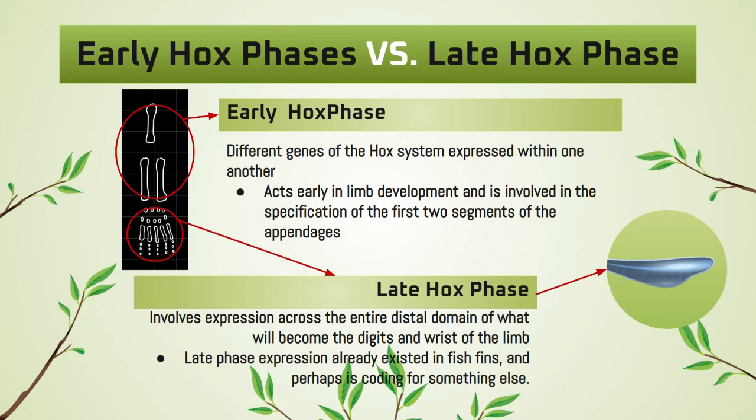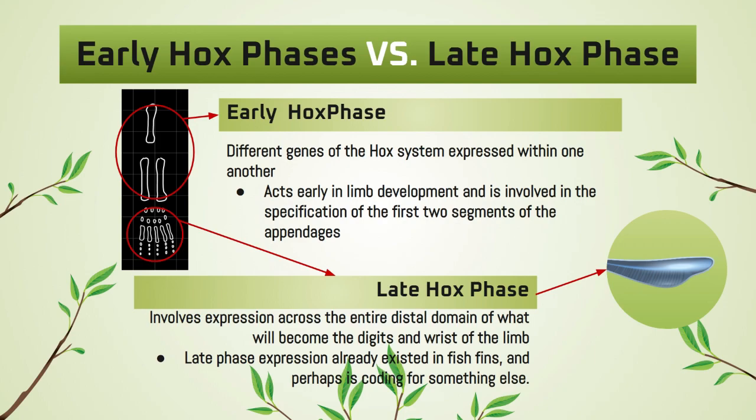There are 2 phases in the Hox gene. We have our early Hox phase versus our late Hox phase. Early Hox phase: different genes of the Hox system are expressed within one another. In the video, Neil explained this as Russian nesting dolls. When you open one, there's another one inside. So similar with the Hox system expression, there are genes within genes being expressed.